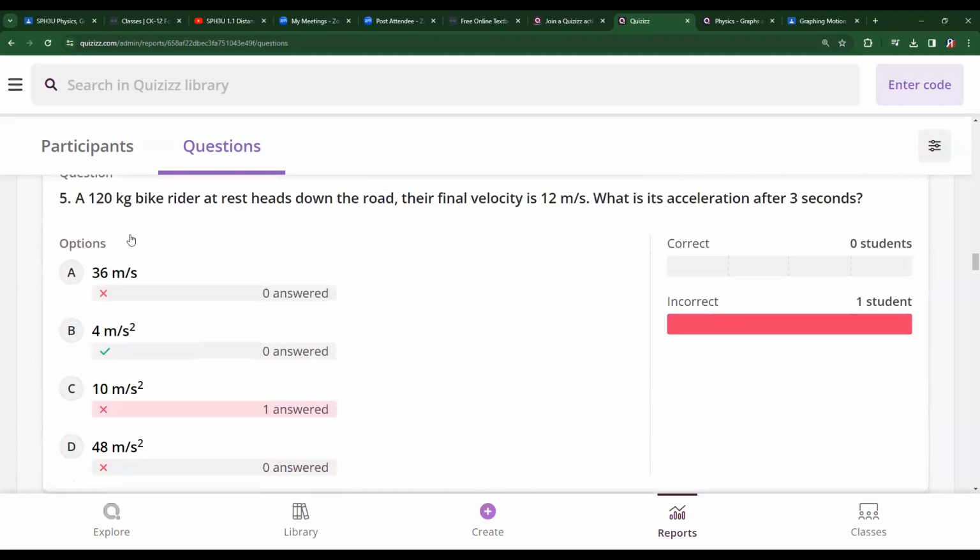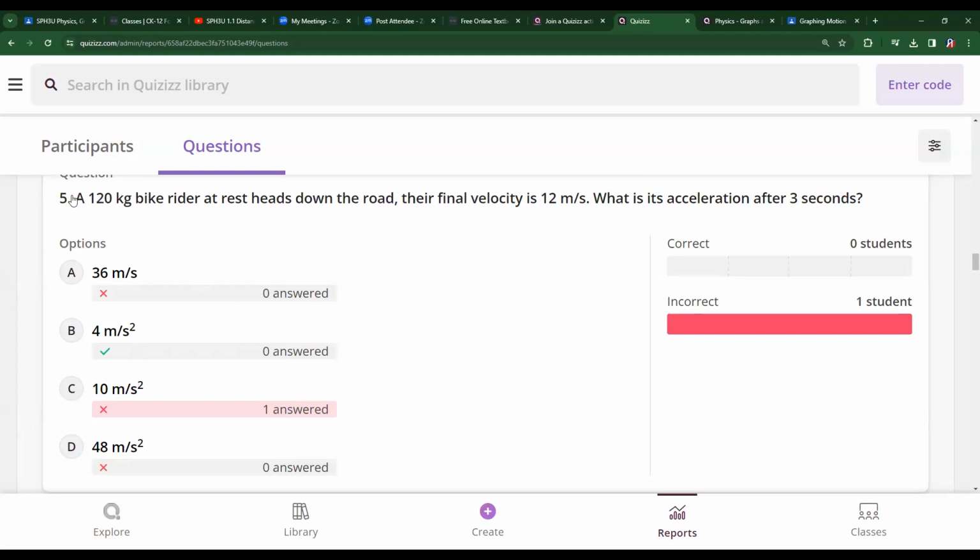Okay, so a bike rider at rest heads down the road. You have the final velocity. What is the acceleration after 3 seconds? At rest, so initial speed is 0, final speed is 12. So acceleration will be positive, the object will speed up. And now how to get acceleration? Change of velocity over time. So 12 minus 0 is 12, 12 divided by 3 is 4 meters per second squared. Right.